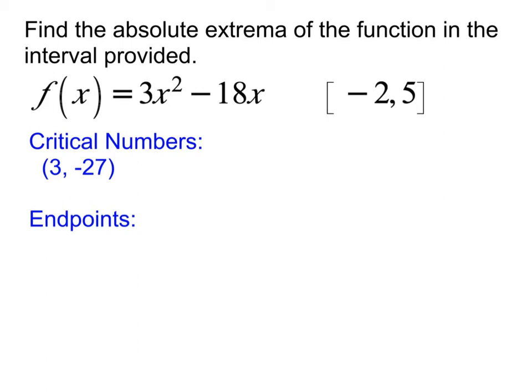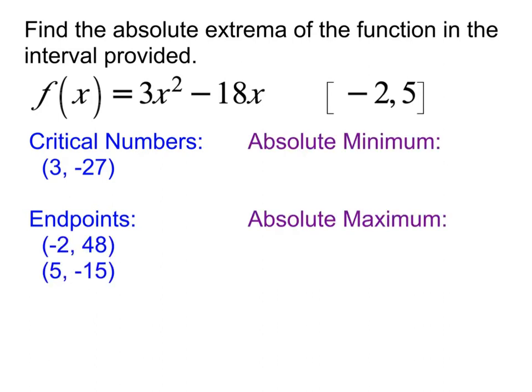And now I repeat that same process with the endpoints, where I'm going to take the negative 2 and plug it into the equation, and I'm going to take the 5 and plug it into the equation. When we do that, we get 48 and 5, negative 15. I now have all the information I need in order to identify where the absolute extrema are.